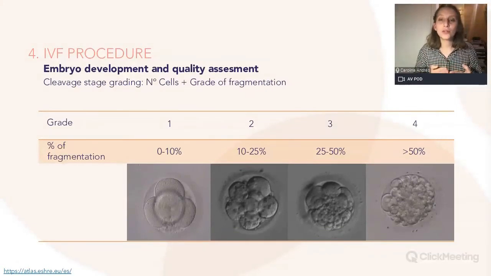So we would grade fragmentation from 1 to 4, 1 being the lowest and 4 being the highest. We would consider embryos of good quality, embryos which are grade 1 and grade 2. However, grade 3 and grade 4 are embryos of intermediate quality, whose prognosis is lower.